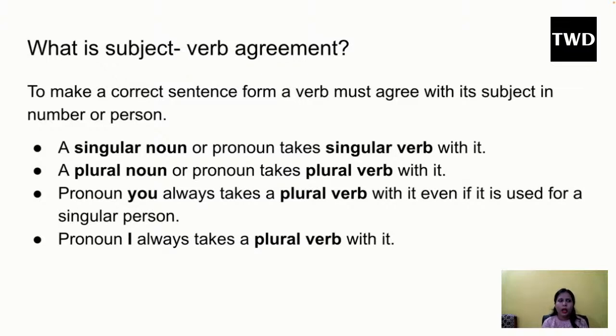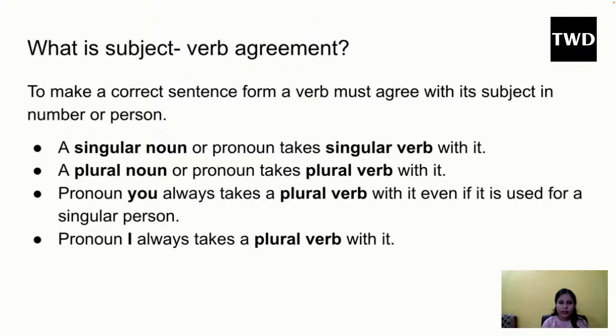Same is the case with the pronoun I. I always takes the plural form of the verb. Yes, and here also our verbs would be without s. The moment I say plural verb, that means the verbs would be without s. I always takes the plural form of the verb, like I eat, I sleep, I teach.